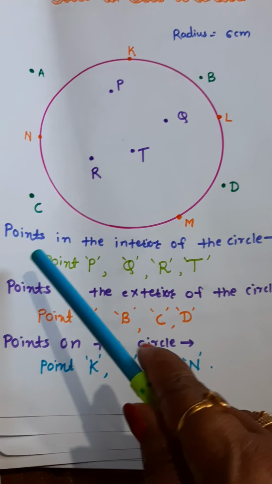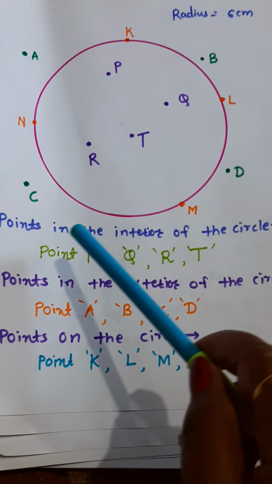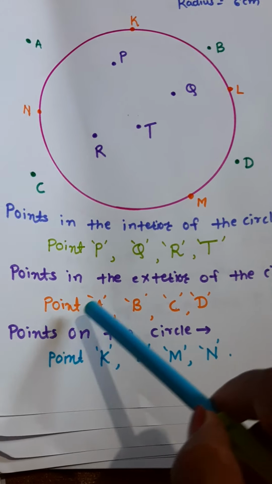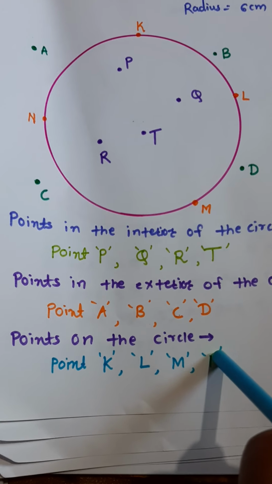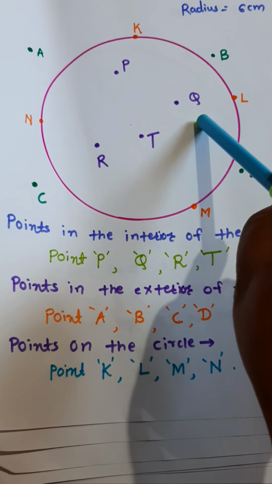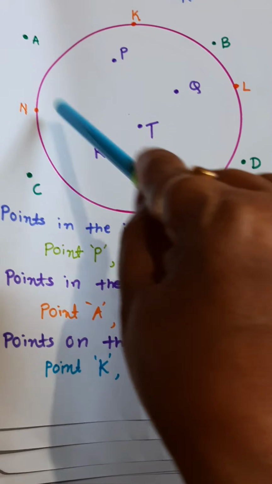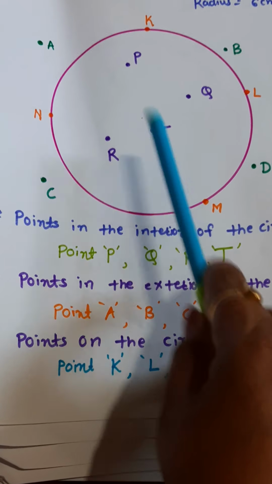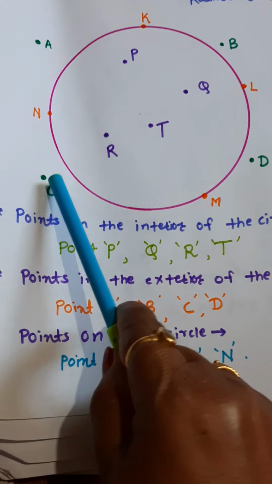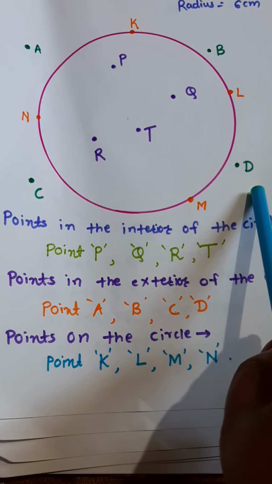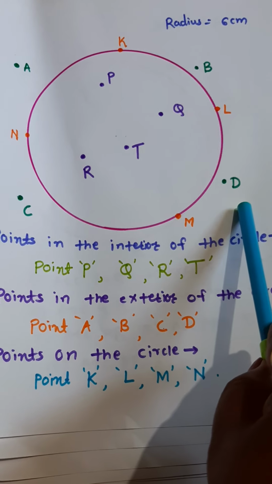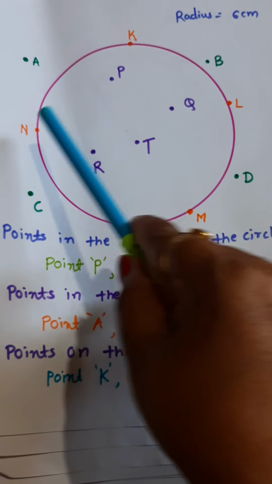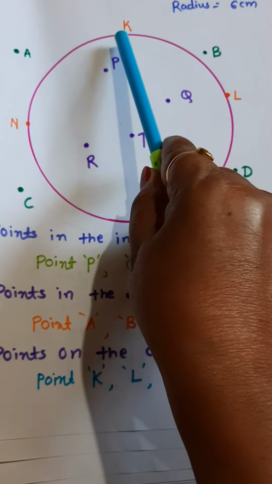So here we can distinguish all these points: points in the interior of the circle, points in the exterior of the circle and points on the circle. Now see point P, point Q, point T, point R. These all lie in the interior part of the circle. Then point A, point B, point C, point D. All these lie in the exterior part of the circle, and some points lie on the circumference of the circle, points N, K, L, M.